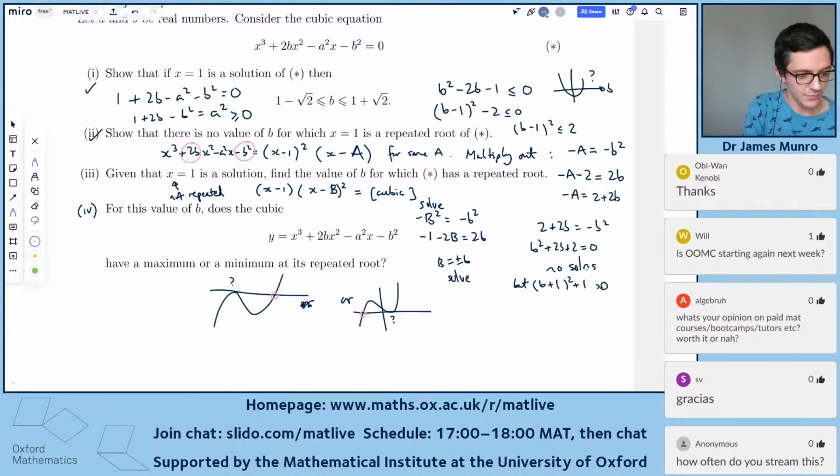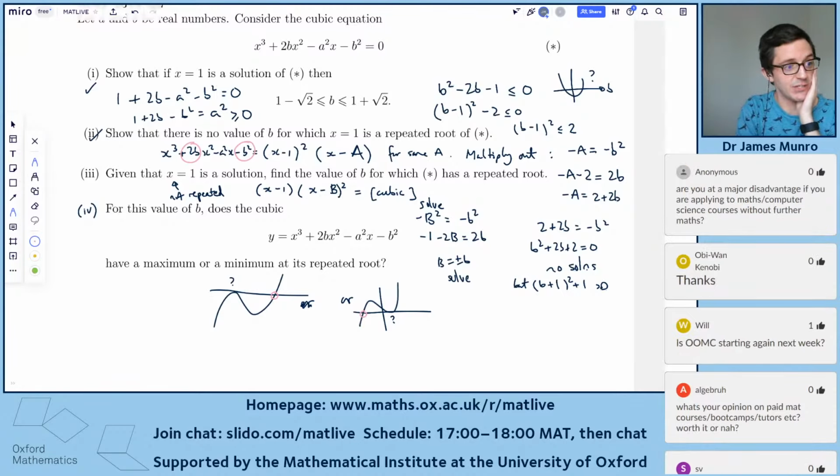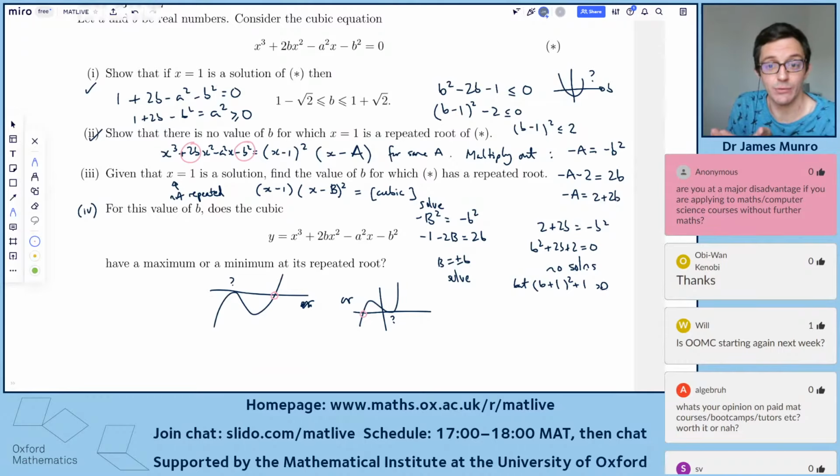Okay. We'll get the further maths question in chat. So are you at a major disadvantage if you're applying for maths or computer science courses without further maths? And I suppose if you're doing A-levels and you're missing out on further maths, that might be because your school's not teaching further maths, which is one thing. It might be because you chose not to do further maths.